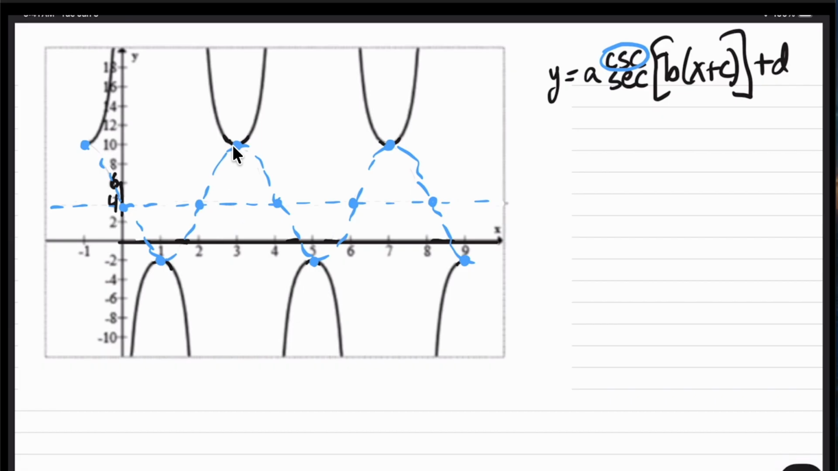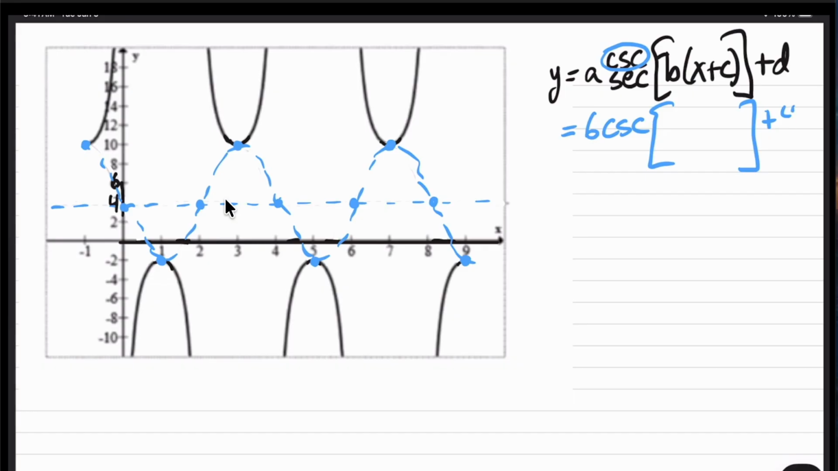That amplitude is going to be 6. So we're going to have 6 cosecant. Okay, let's get our d value. Our d value is going to be this distance here. From normally at y equals 0 to y equals 4, it's a vertical shift up of 4 units.